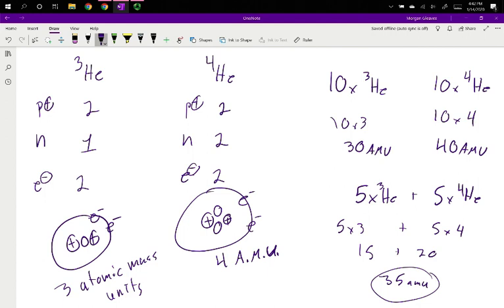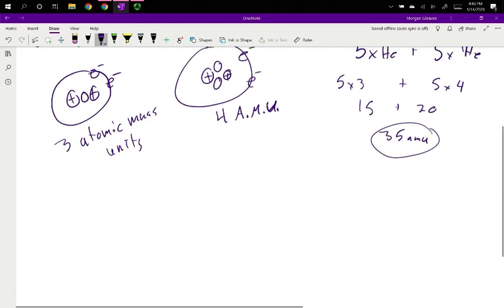Why this is important is when you have a bunch of an atom, your mass is the average of the different isotopes. You have to deal with how many of each isotope you have. So this makes it hard to weigh out specific amounts of atoms. And unfortunately, that's what we have to do.